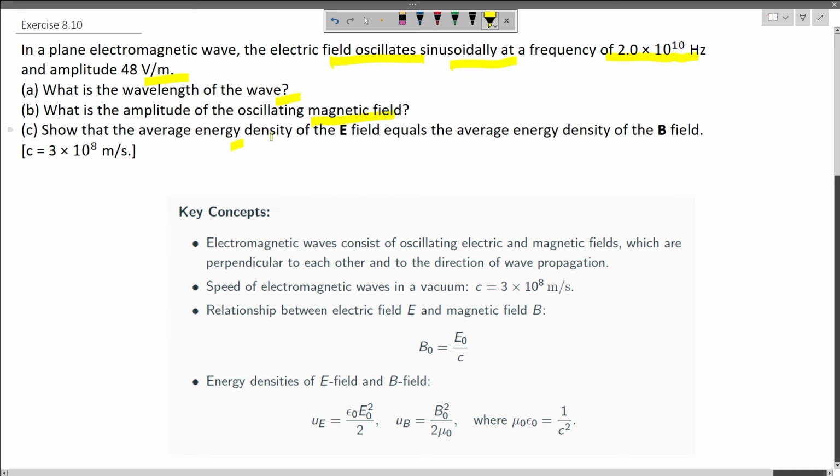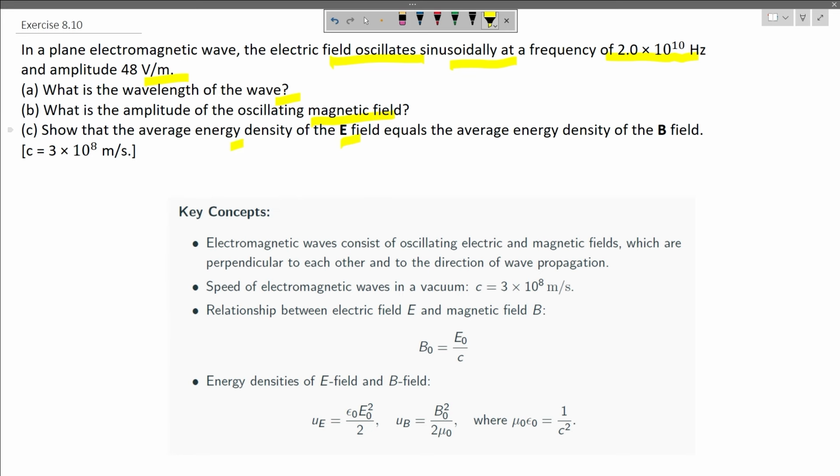Show that the average energy density of E, that is the electric field, equals the average energy density of the magnetic field. We have been given the speed of the electromagnetic wave as 3 × 10^8 meter per second. Electromagnetic waves consist of oscillating electric and magnetic fields which are perpendicular to each other, and they are also perpendicular to the direction of wave propagation.